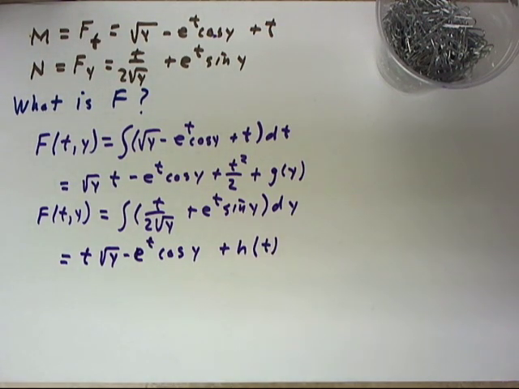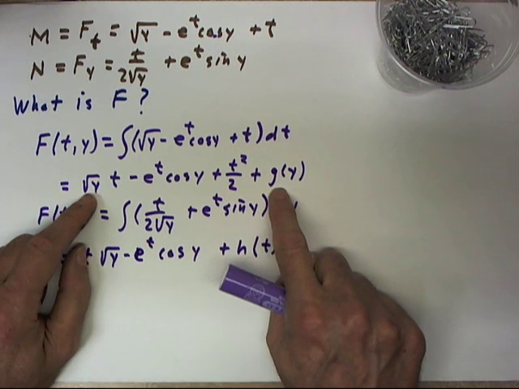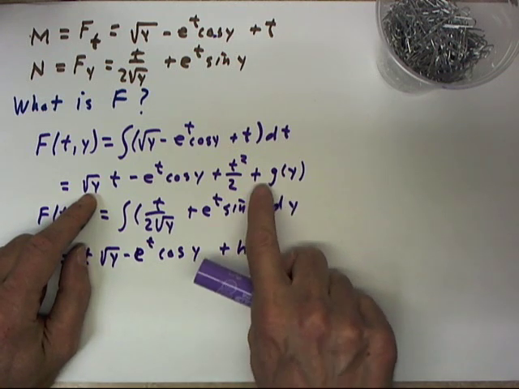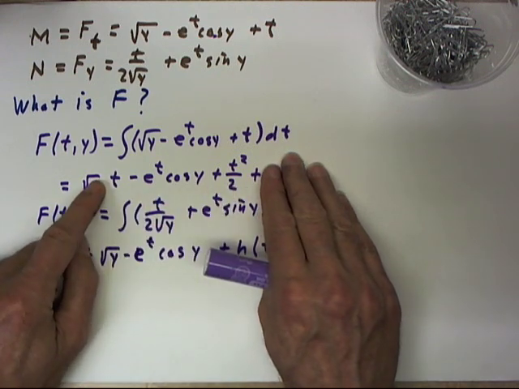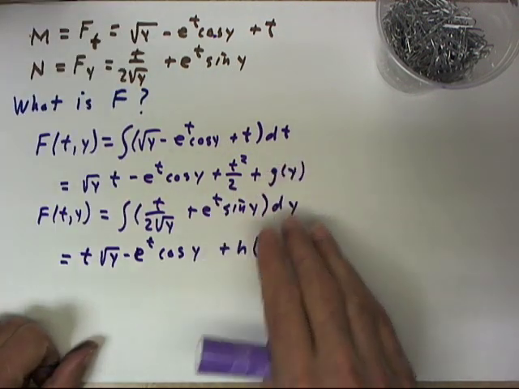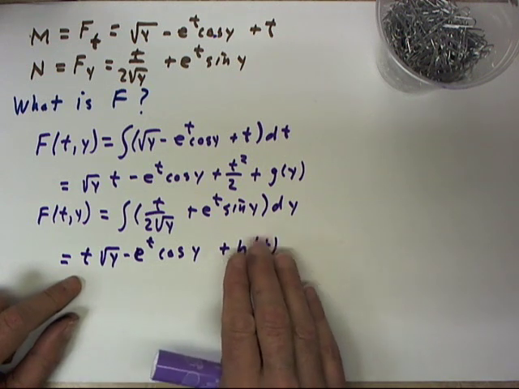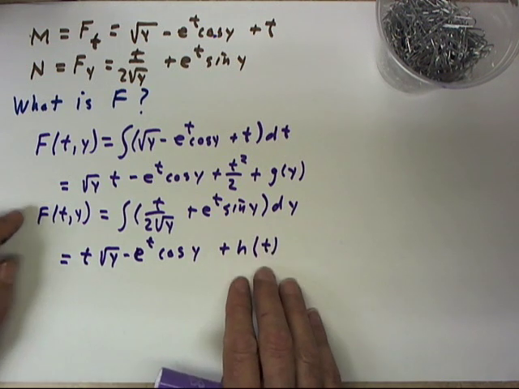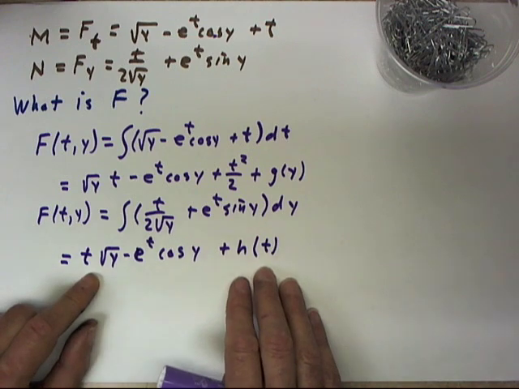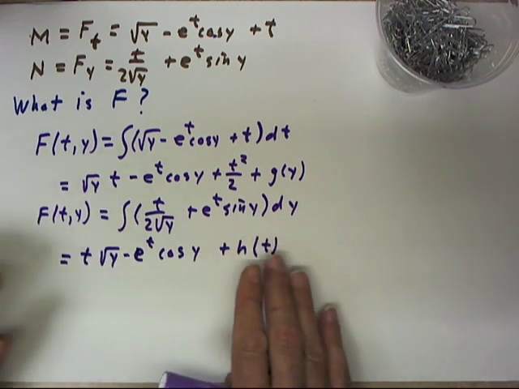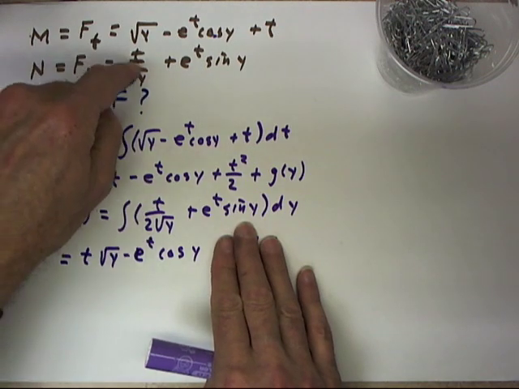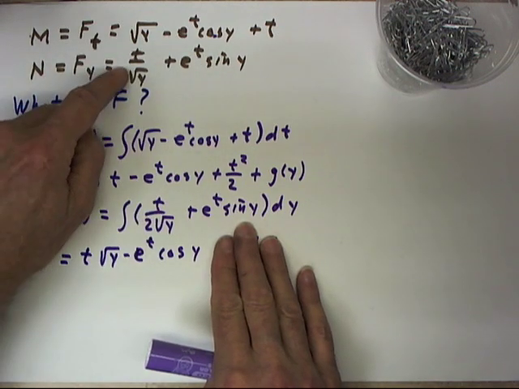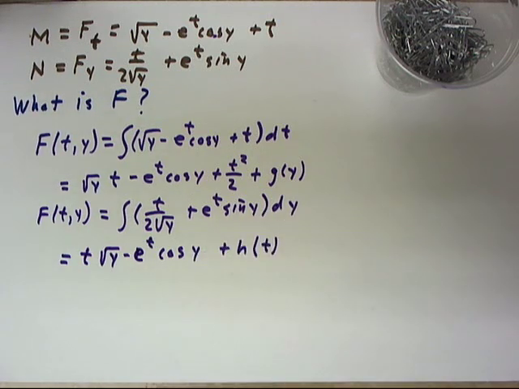Once more, for the derivative of this with respect to t, g of y doesn't have any t in it, so it goes away, and we have the derivative of this, which is going to equal this. Here we have a function h of t, but when we take the derivative of this with respect to y, that h of t is going to go away. It's going to be constant with respect to y, so the derivative of what's left is going to equal our n function.